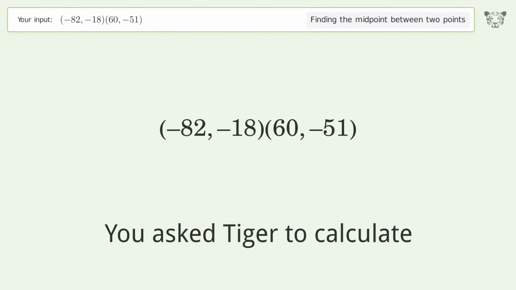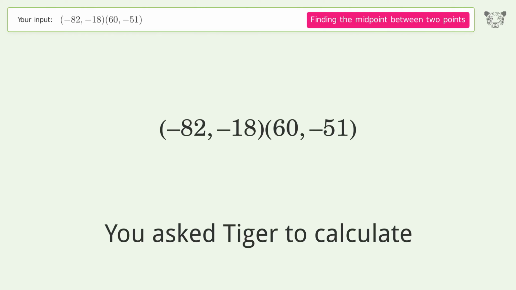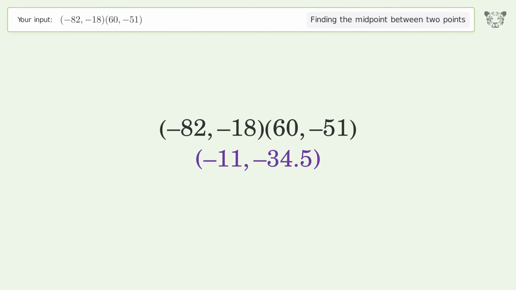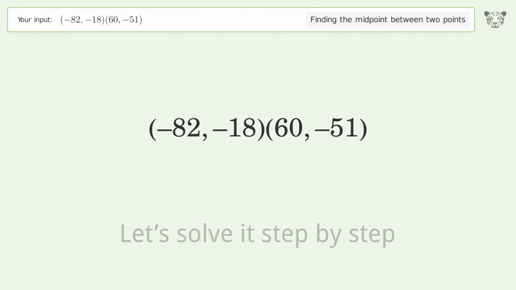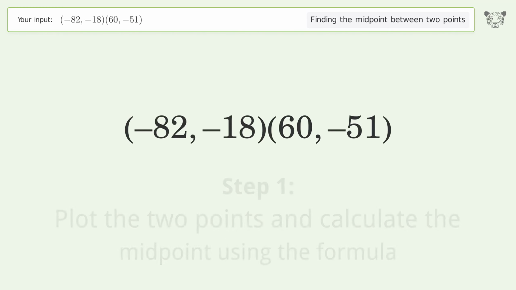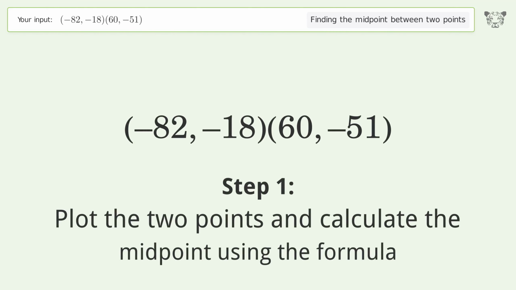You ask Tiger to calculate. This deals with finding the midpoint between 2 points. The midpoint between the 2 points is -11, -34.5. Let's solve it step by step. Plot the 2 points and calculate the midpoint using the formula.